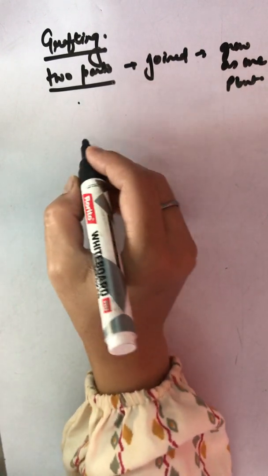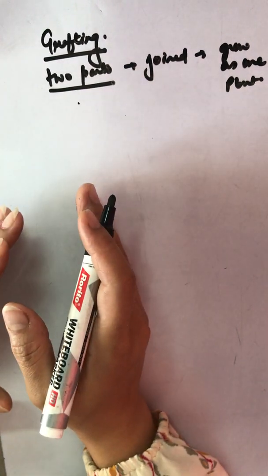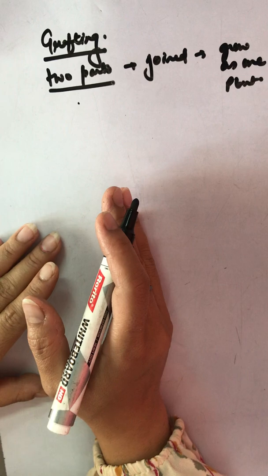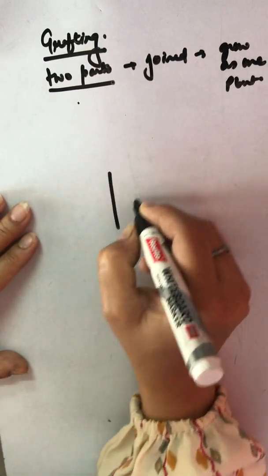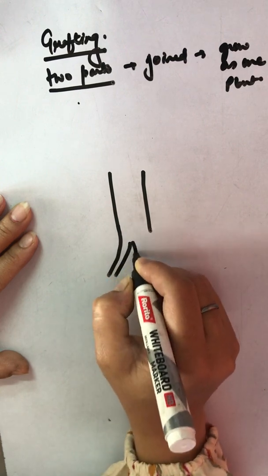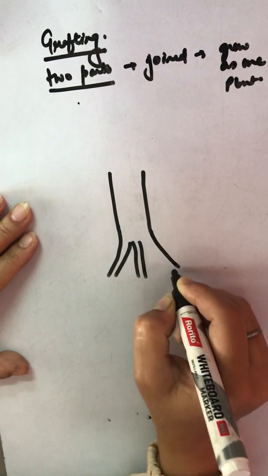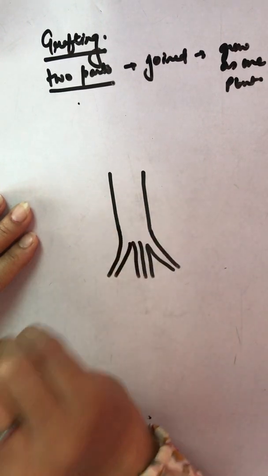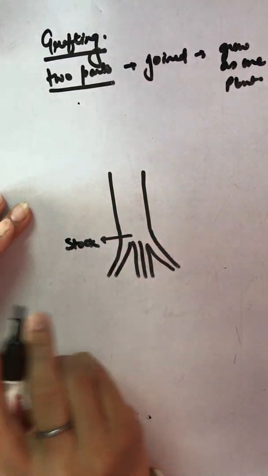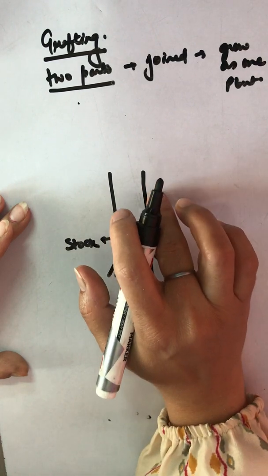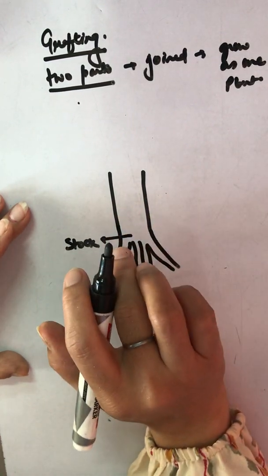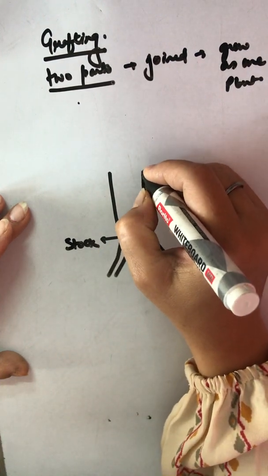The rooted plant where the grafting is performed, we call it stalk. Now this is the rooted plant where the grafting is to be performed. So this is our stalk. And the portion of the other plant, the bud or the branch that is grafted onto the stalk, is called scion.